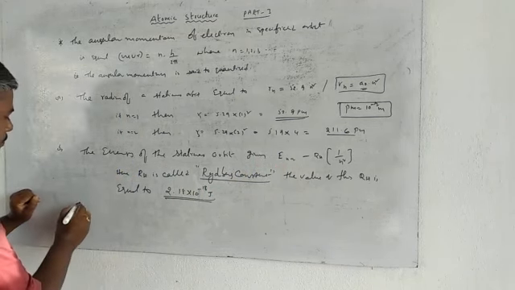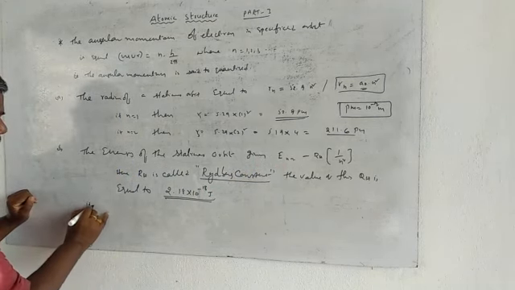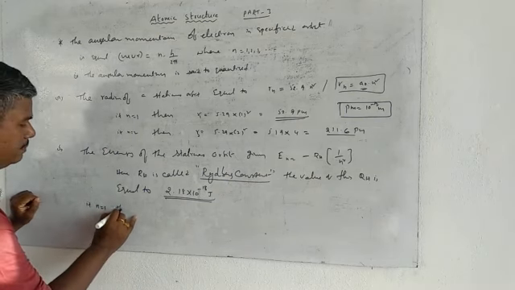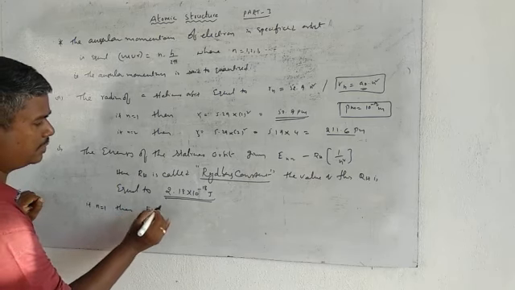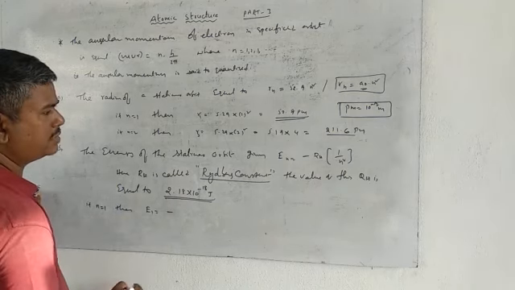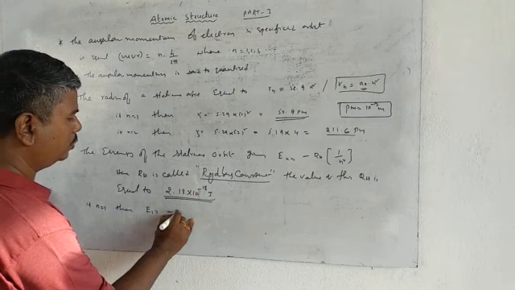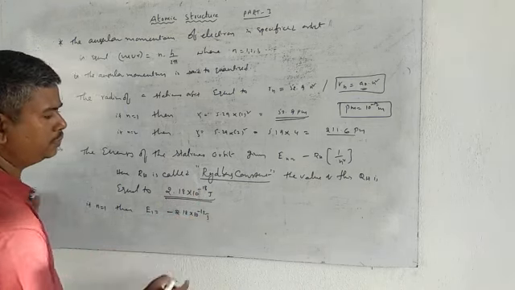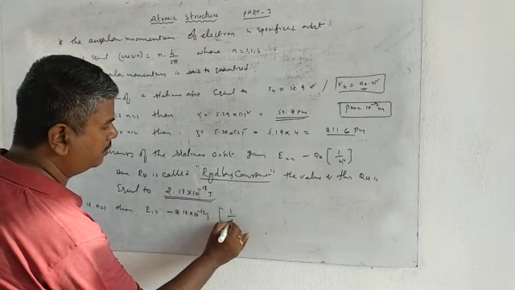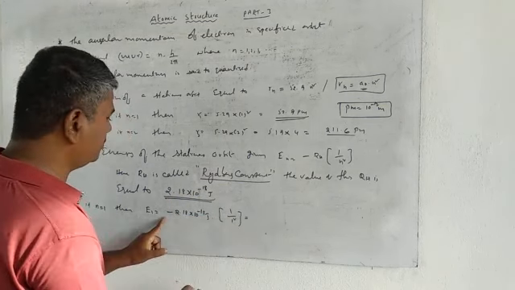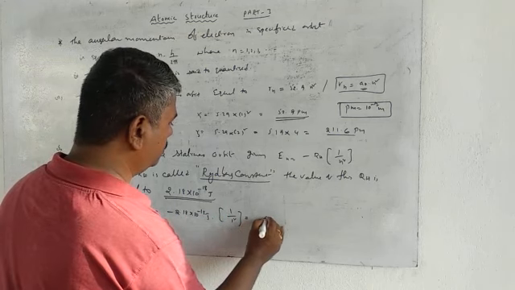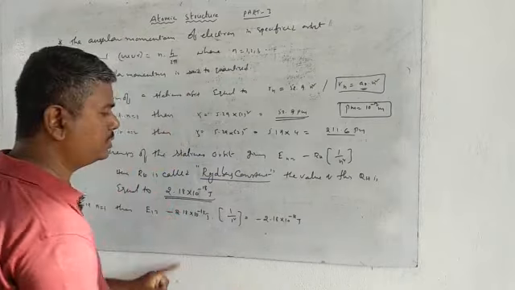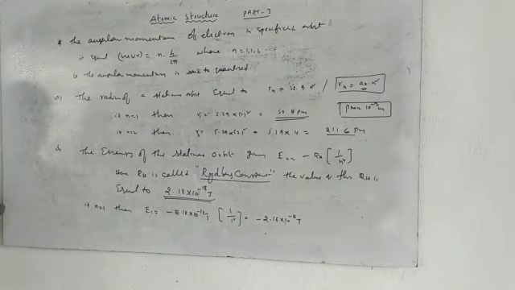Once observe, if n equal to 1, that means the first stationary orbit, then E1 equal to minus of 2.18 into 10 to the power of minus 18 joule into 1 by 1 square. That is nothing but minus 2.18 into 10 to the power of minus 18 joules. That is the first energy state.